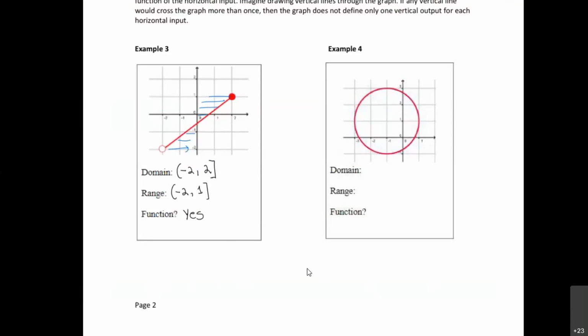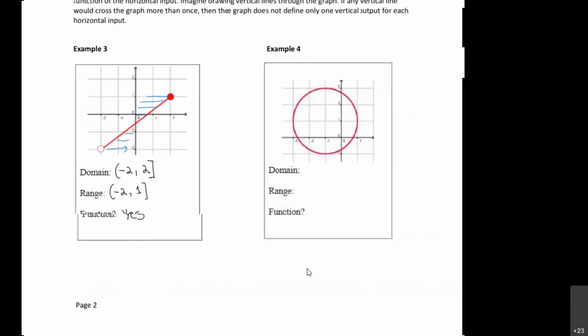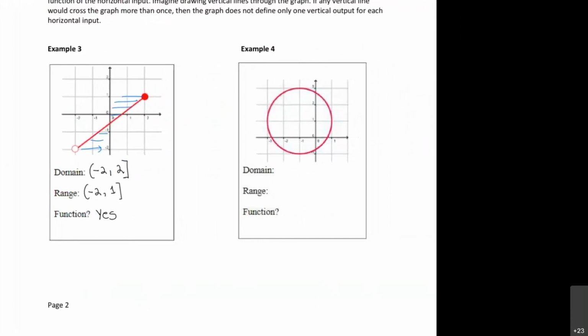Okay, good. All right. Well, let's take a look at this example. I think everybody would agree if I draw vertical lines, I'm failing the vertical line test in spades. As a matter of fact, there's only 2 places where I pass it, right here and right here. So this fails the vertical line test. So I know right away it's not a function.